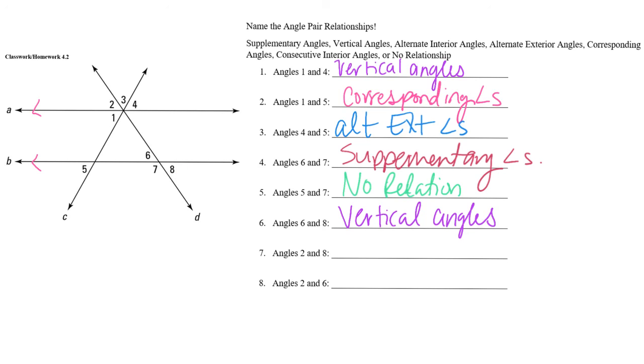All right, number 7, angle 2 and angle 8. It may be easier, again, to kind of ignore whatever's over there and whatever's over here that may be distracting you from seeing how they're related. So they are on opposite sides of the transversal, and they are outside of the parallel lines. So they are going to be alternate exterior angles.